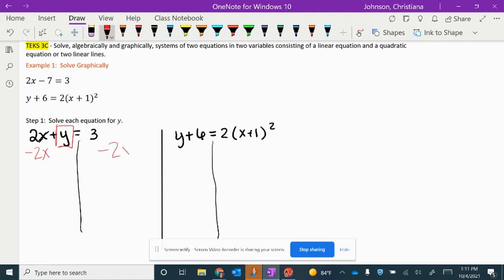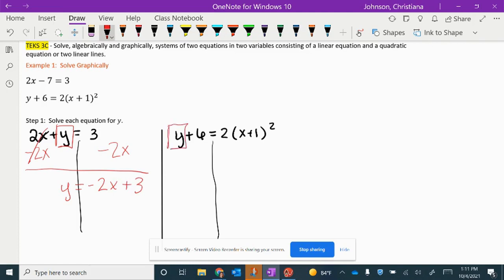So we do that by adding the opposite operation of 2x, which is negative 2x. And since 3 and 2x do not have x on both of them, we can't add them together. They have to stay separate. So we just rewrite the equation so that we have our variable first.